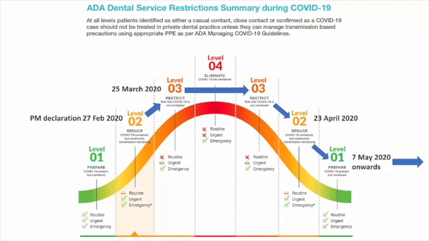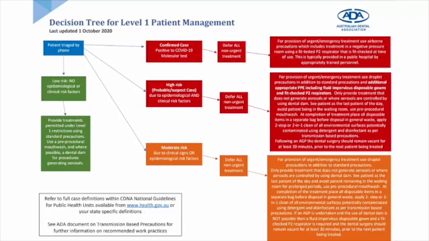And this will be continuing on for some period of time, because even though we've now come down to level 1, we haven't gone back to the business as normal that we would all remember from around October in 2019. We're remaining at level 1 and of course following the decision tree from ADA for level 1 patient management. And that includes these more stringent precautions for cleaning and disinfection.